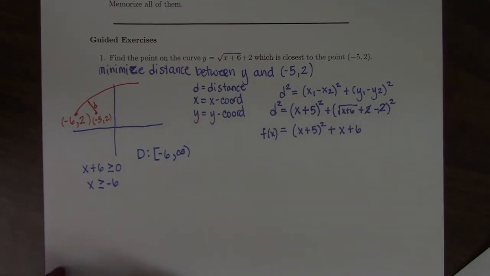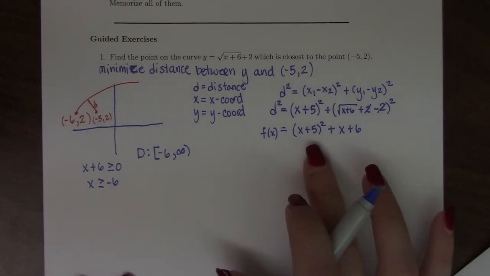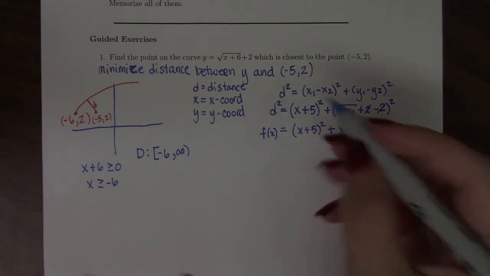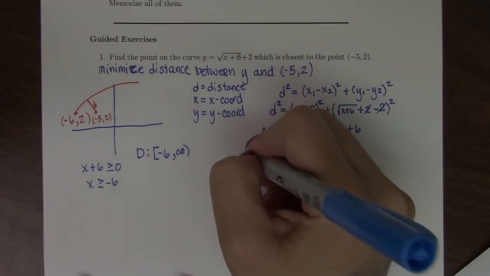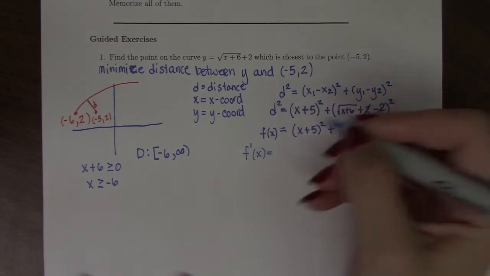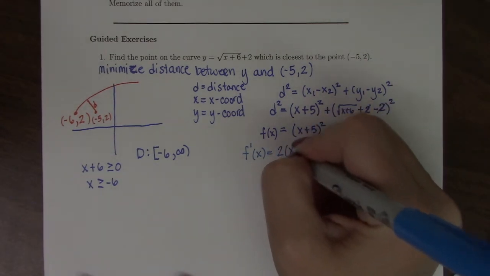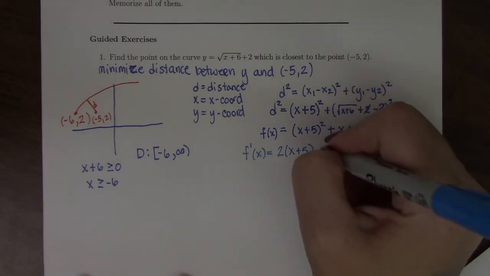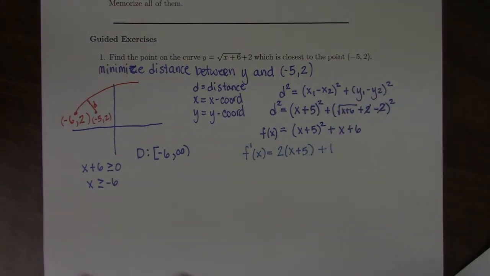Now when I minimize our distance, this is the function I'm going to take the derivative of and find my critical values. So to find the critical values, I'm going to take the derivative of this. This requires a chain rule, so I get 2 times x plus 5. The derivative of the inside is 1, and then all I have is 1.